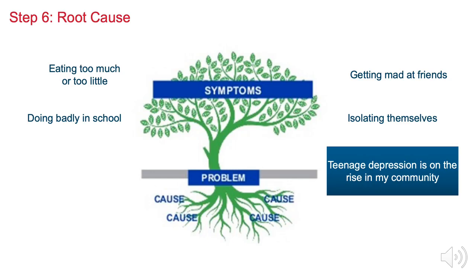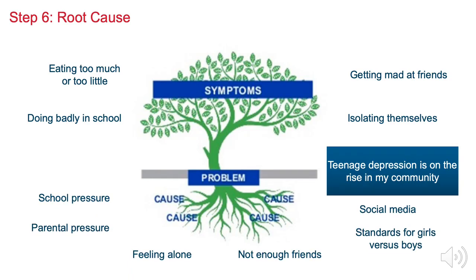So here are some example symptoms, staying focused on our teenage depression example. Teenagers are eating too much or too little, they're doing badly in school, they're getting mad at their friends. These are all reasons why you want to fix it. They're all symptoms of the problem. And you might find in your research or your surveys that some of the root causes are school pressure, parental pressure, feeling alone, not enough friends, etc. So these are root causes, why the things are happening.